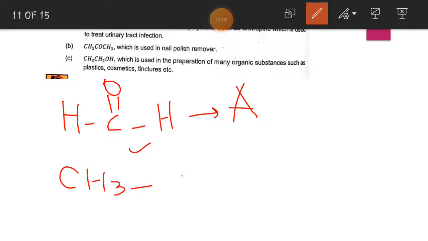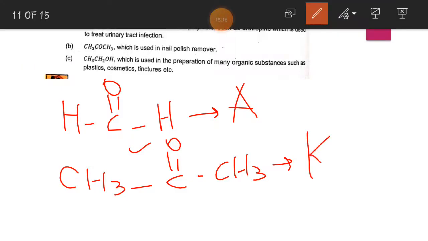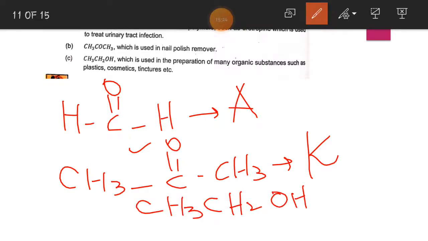Second one has the structure like this. Now since this carbonyl carbon is present between two alkyl groups, therefore it is a ketone. In the third one, you may see here that this OH group is attached with an alkyl group, therefore it is an alcohol, because in alcohols the functional group is OH.